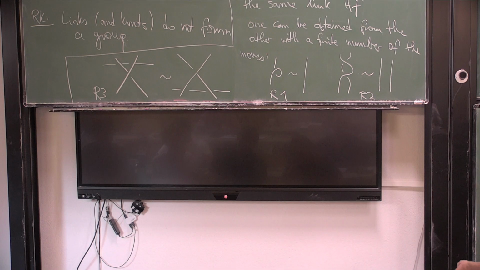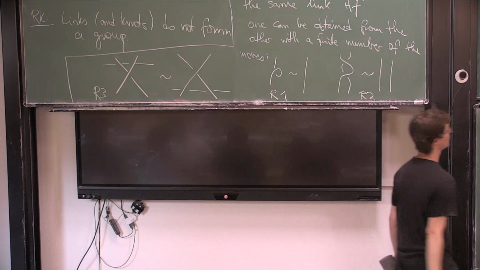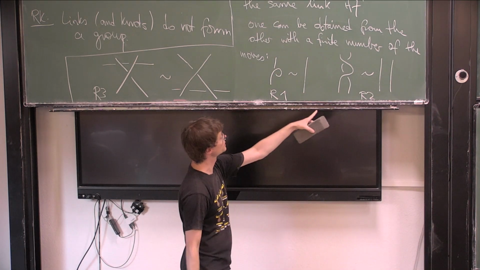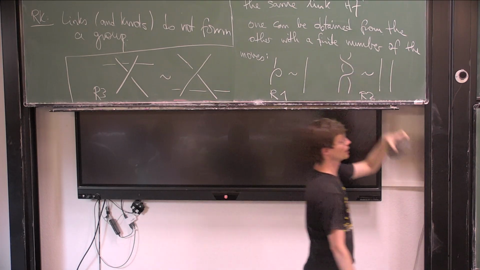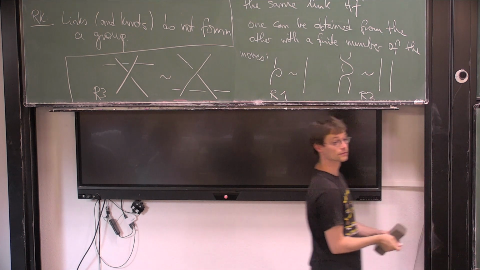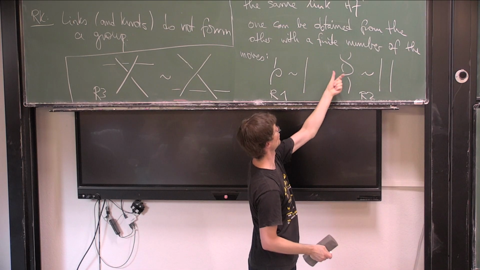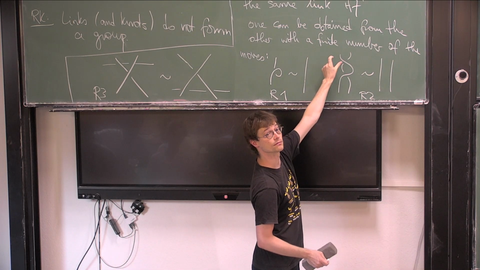One small remark, actually we have already seen R2 and R3. R2 corresponds to a relation in the braids. It just tells you that sigma i inverse is identity. Reading this as a braid, you have sigma i, like sigma 1 here, and then you have sigma 1 inverse.